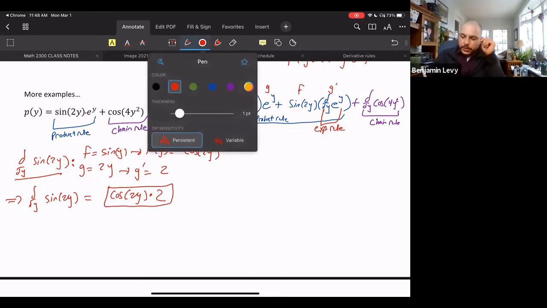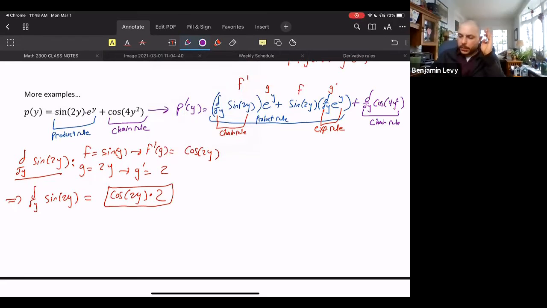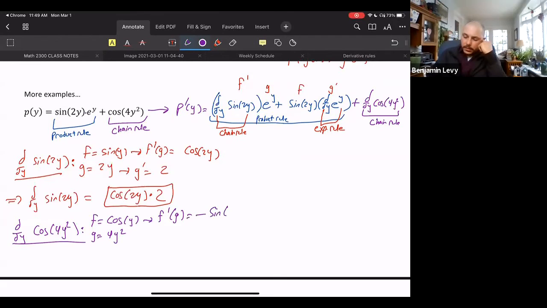All right, let's just do the exponential rule real quick. I mean, not the exponential. Let's do the chain rule on the cosine part. So when you do the derivative of the cosine of 4y squared, we do a very similar thing, right? The outside function is cosine. The inside function is 4y squared. And this is where the negative sign comes from. When we do the derivative here, we get minus sine. And let me go ahead and just do the whole thing. F prime with g plugged in, you get minus sine of 4y squared. And the g prime, just a power rule.